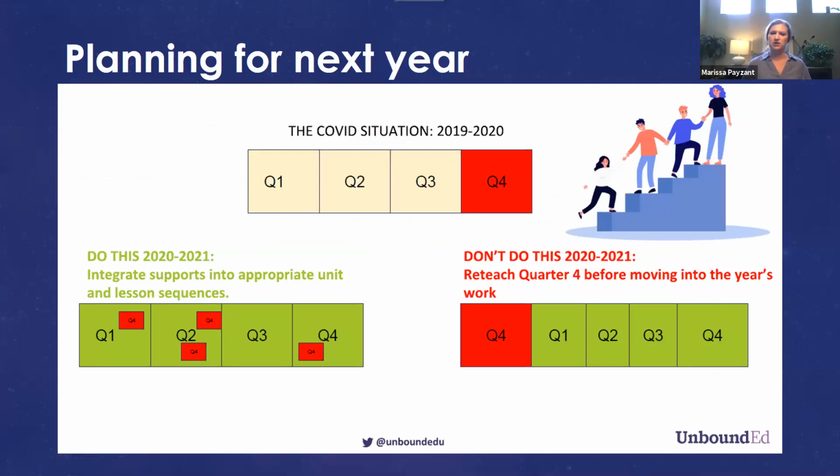Some of our partner organizations have released similar little models for how we might remediate unfinished learning. So you'll see on the left hand there, it's a do and don't. So do this for 2020, 2021. And that's to look at providing grade level content, but embedding within that grade level content supports to address lost learning. That's in direct contrast to what you see on the right, which is your don't do, going back and reteaching Q4 before we move into grade level work.